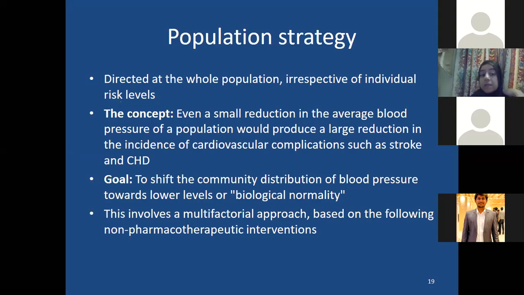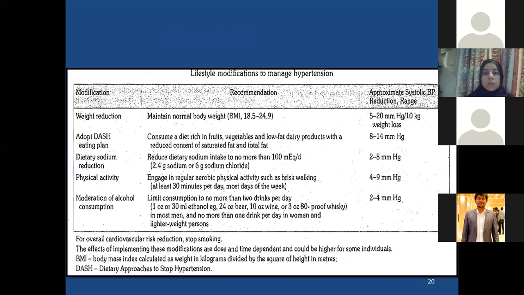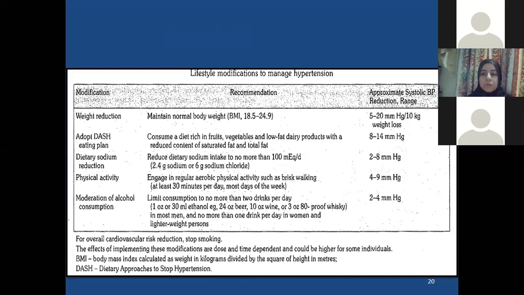This involves a multifactorial approach based on the following non-pharmaceutical interventions. So you have lifestyle modification to manage hypertension. This has been taken from your textbook. Weight reduction: there should be a maintenance of normal body weight. And the recommendation is a BMI of 18.5 to 24.9.